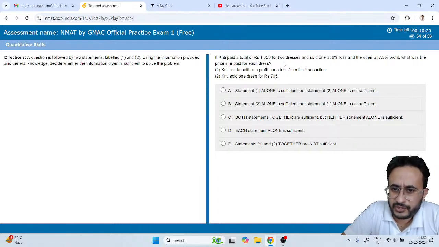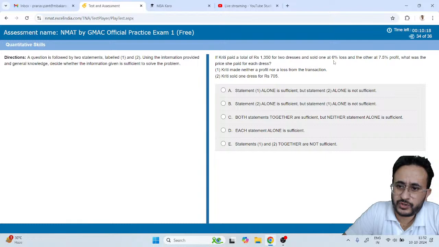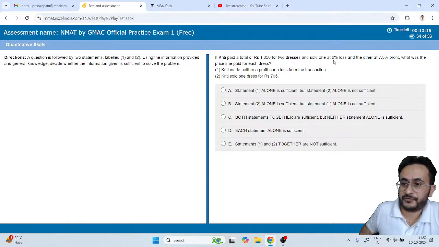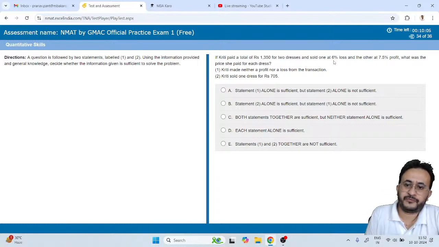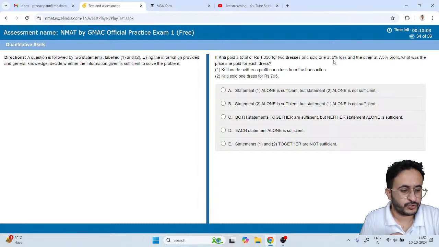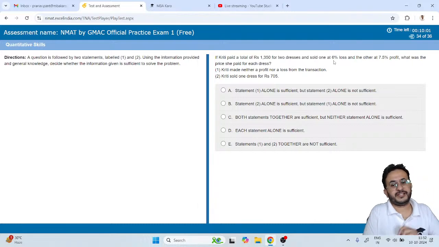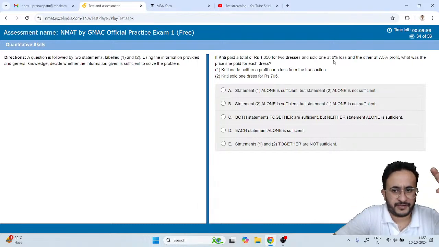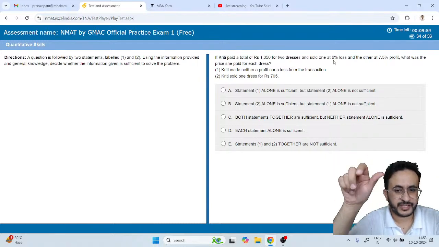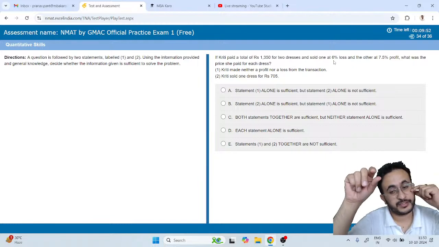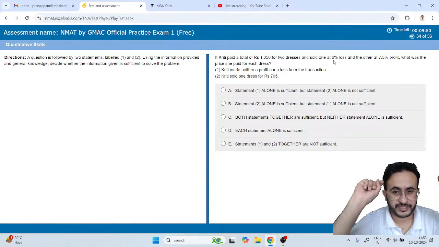If Kriti paid a total of 1350 for two dresses and sold one at a 6% loss and another at a profit, what was the price she paid for each dress? We are saying that the total cost is given, but we do not know the cost of the two items separately. Statement one: Kriti made neither profit nor loss from the transaction. If you use the first statement, we can find the cost prices, because one is a 6% loss and the other is a 7.5% profit. So we can combine them to get the ratio of cost prices. So one alone is sufficient.